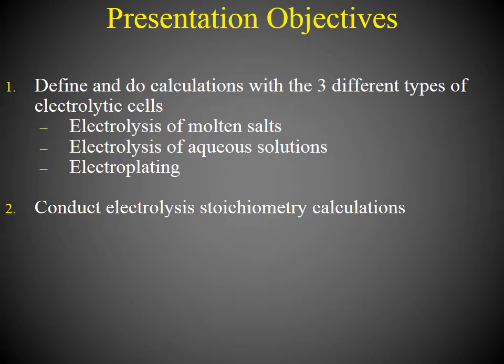Electrolysis. We're now going to look at a very important industrial process, electrolysis. There are three different types of electrolysis: electrolysis of molten salts, aqueous solutions, and a process called electroplating. So we're going to define these three different types and also do calculations with them. At the end of the presentation, we will then conduct some stoichiometric electrolysis type of calculations as well.